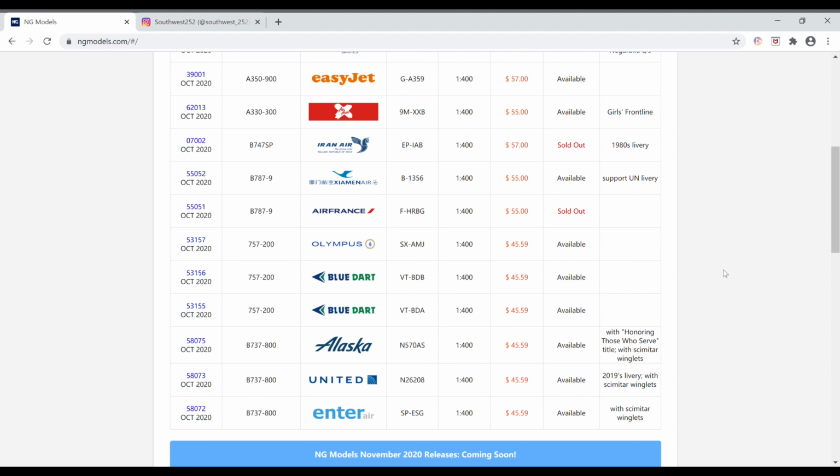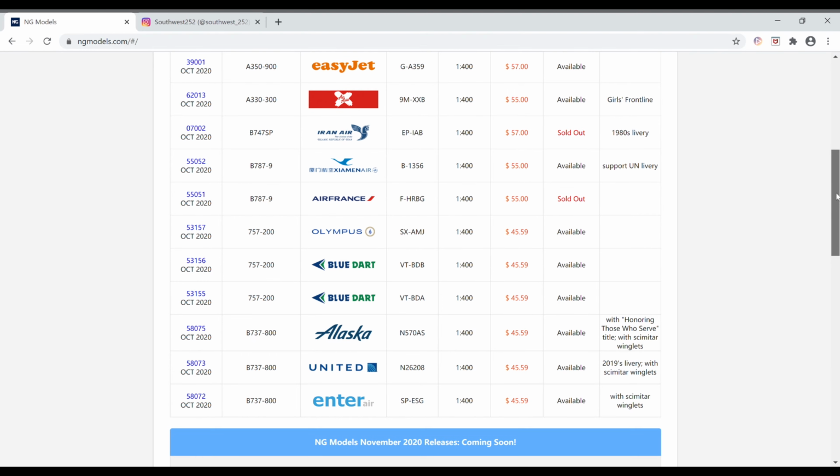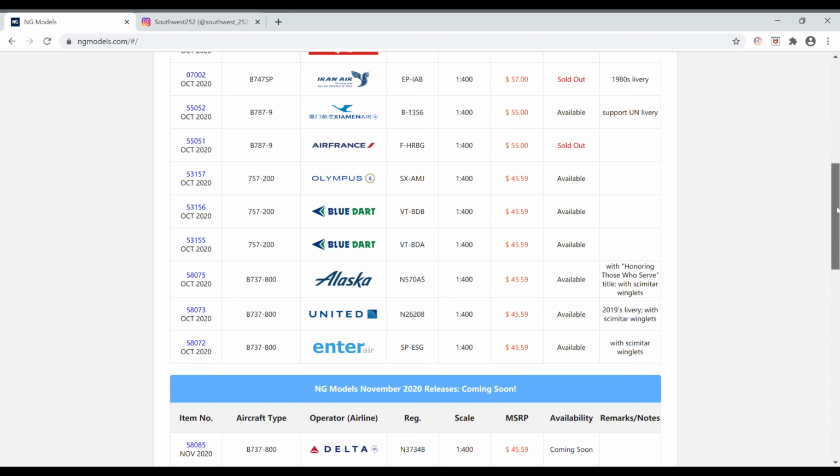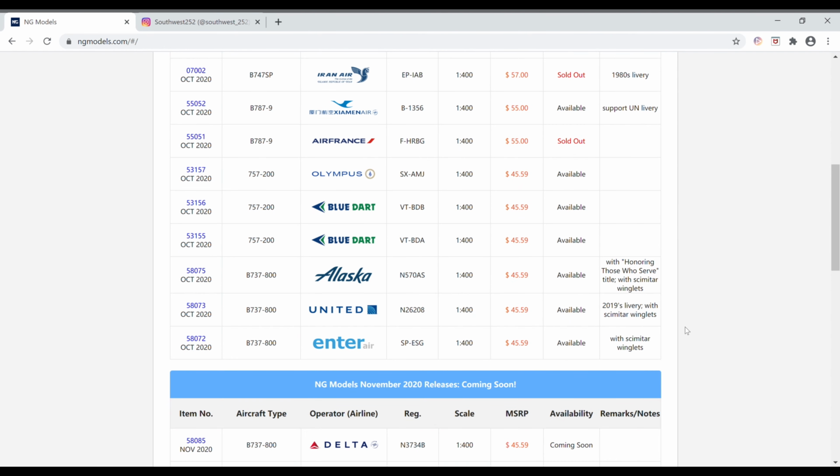Before we start, I have not seen these, I have seen the hints, so I'm pretty sure there's going to be a Delta A350, possibly a Delta and WestJet 737-800, and perhaps either a Hawaiian or JetBlue A321neo. So I'm going to be going through these one by one. I haven't seen them yet. So starting off, and I believe they are all 1-400 scale too, we have a Delta Boeing 737-800.